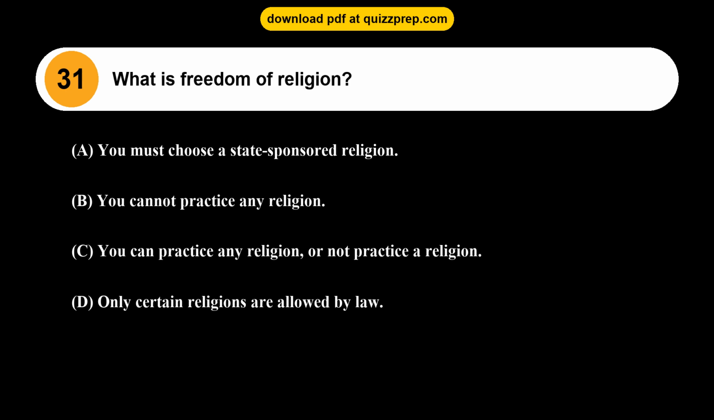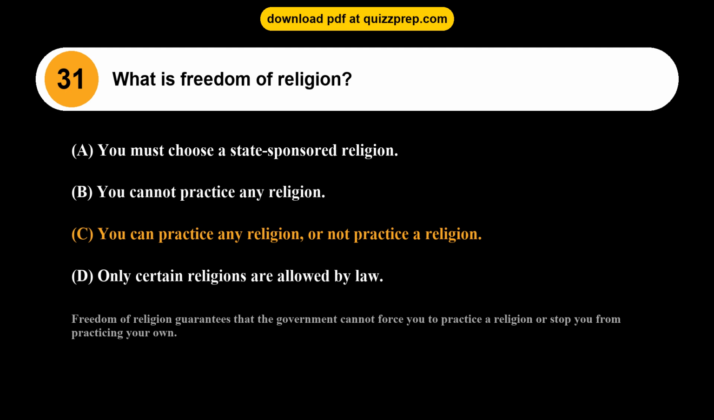Question 31. What is freedom of religion? Option A. You must choose a state-sponsored religion. Option B. You cannot practice any religion. Option C. You can practice any religion, or not practice a religion. Option D. Only certain religions are allowed by law. The correct answer is option C. You can practice any religion, or not practice a religion. Freedom of religion guarantees that the government cannot force you to practice a religion or stop you from practicing your own.